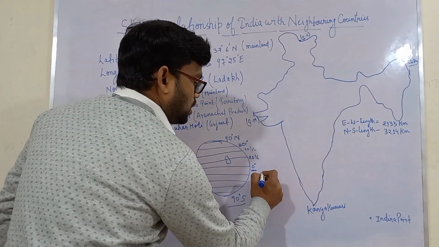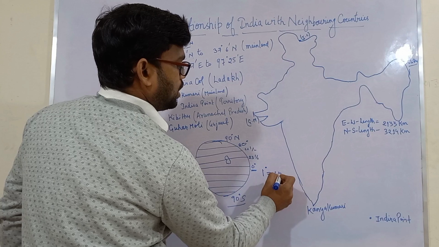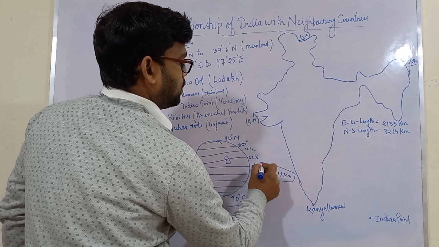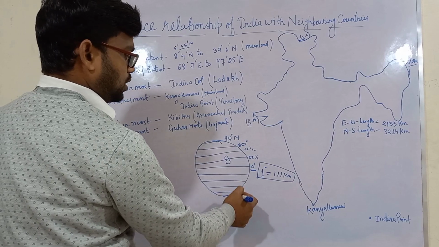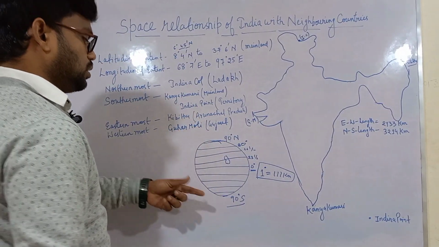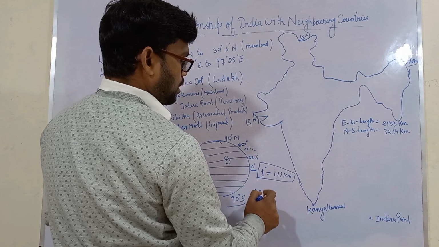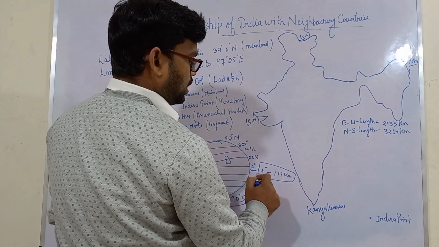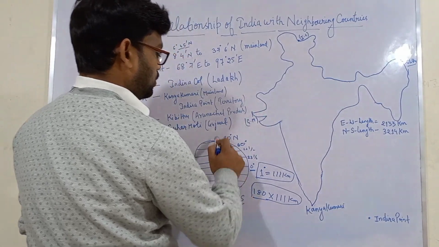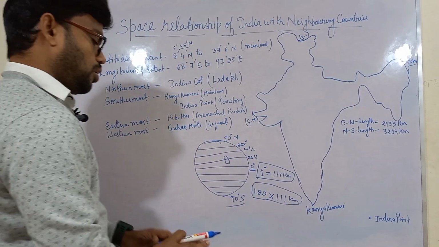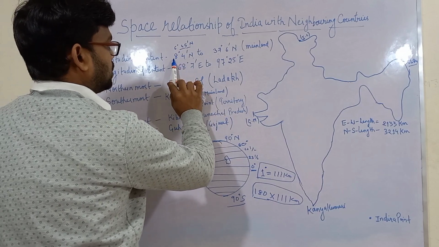Now we have the distance: 1 degree latitude is equal to 111 kilometers. Remember this. If you know this, then you can easily calculate the north to south distance of the earth. The total in latitude is from 90 to 90, which is 180 degree, and 1 degree latitude is equal to 111 kilometers. So if you multiply this, you will get the north to south distance of this earth. Similarly for India, we know the latitudinal extent is between 8 to 37 degrees.